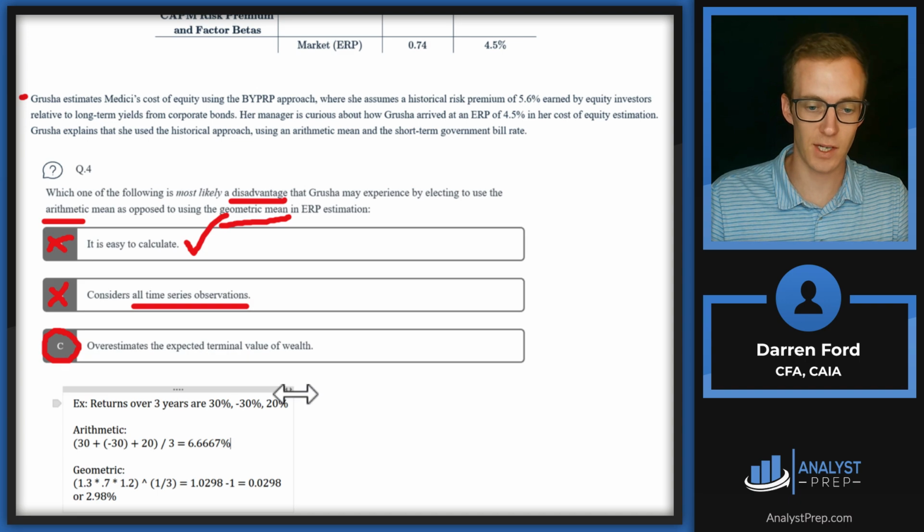And that's because that volatility really can hurt our compounded returns over time. And so that's why arithmetic can kind of overstate that expected terminal value of wealth. If we thought we were getting average returns of 7, but we're actually getting compound of 3, that's going to lead to dramatically different results in reality. Answer C.